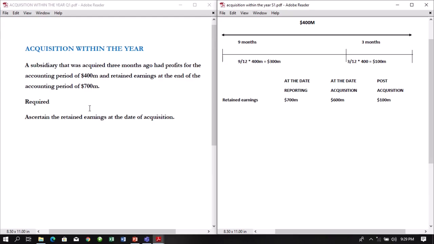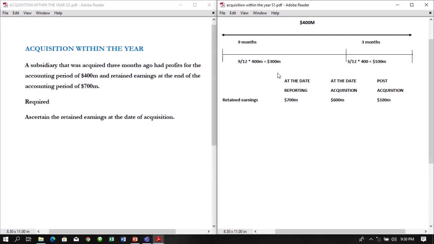And we will be looking at two solid questions today, starting with a bit simple question and then we look at a more complex scenario. Looking at this question here, we are told that a subsidiary was acquired 3 months ago and it had profit for the accounting period of 400 million, and retained earnings at the end of the accounting period of $700 million. Required: ascertain the retained earnings at the date of acquisition. This is very easy. Like I said, the major knowledge is how to prorate.